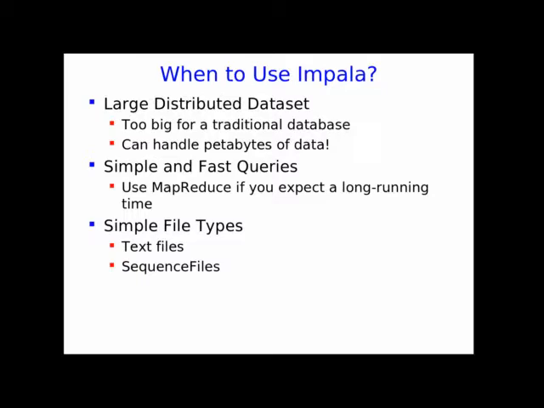Also, currently Impala can only handle text and sequence files natively. So if you wanted to use something like XML or CSV, then you either need to wait till they come up with the ability to do that, which should be soon, especially for common file types. But you're going to need to pre-process, which isn't a huge deal, of course, but it is a bit of a limitation.